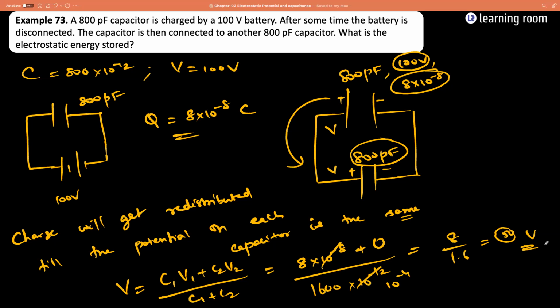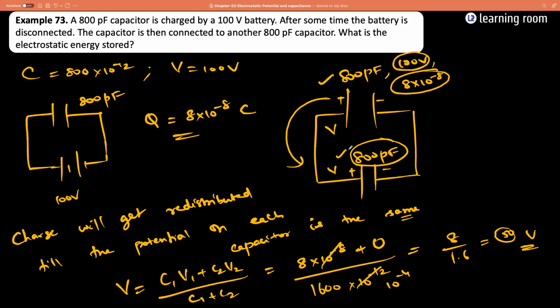See, in this problem, you need not solve it because they both are of same capacitance. Rather, the potential will be exactly half, that is 100 plus 0 divided by 2. It would have been 50 and 50. But you will get stuck if this capacitance and this capacitance were different. Okay, so 50 volt here, 50 volt here.